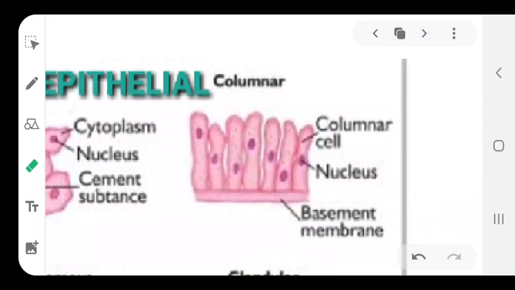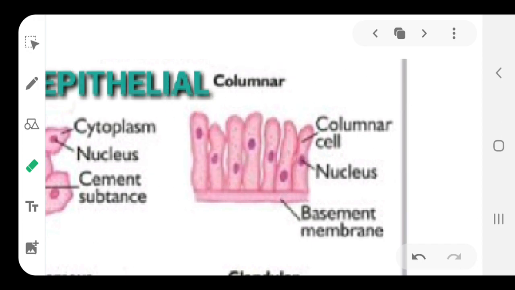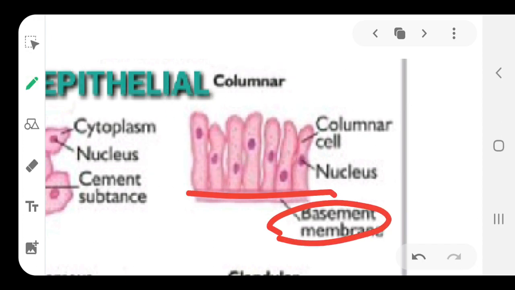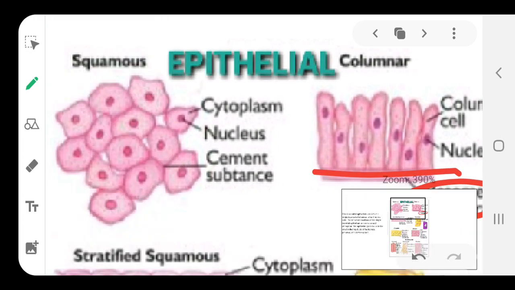Then similarly look at columnar. In this columnar epithelial tissue, I have told you they are just like columns, standing tall. So, we call them columnar cells. Again they have a nucleus, and make sure you label the last part, or the base part, referred to as the basement membrane. So, this was the squamous and the columnar.